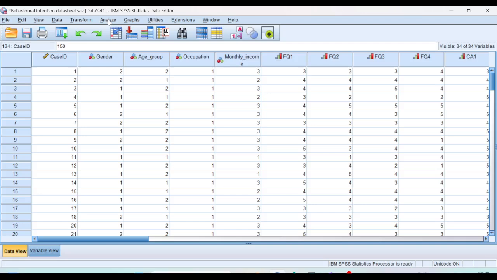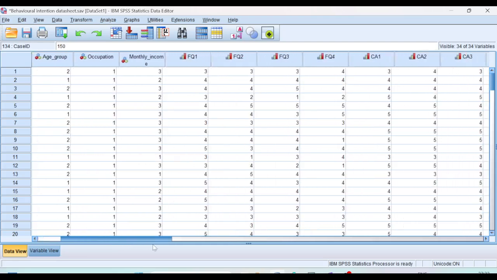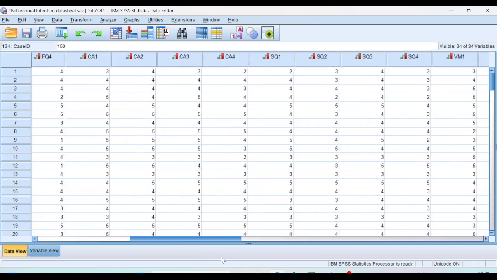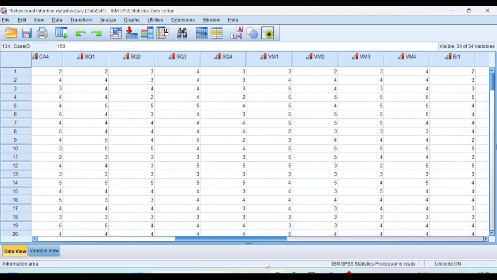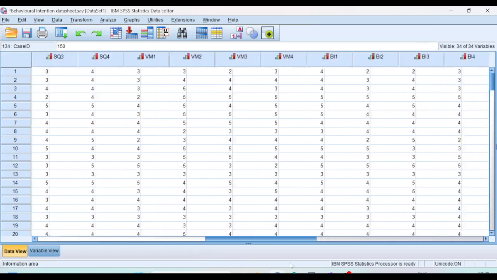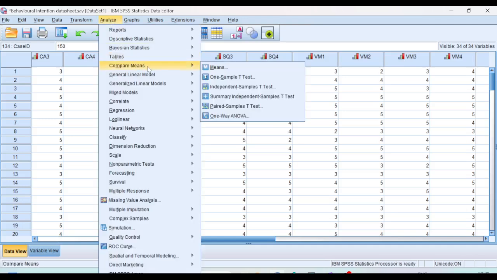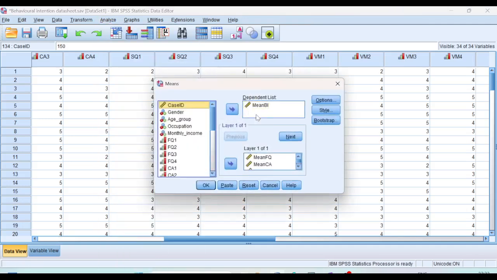We need to test it for all of our 4 latent variables, which is food quality, cultural authenticity, SQ service quality, and VM value for money. And BI is our dependent variable. How to do that? Just go to analyze, compare means, and here I have my dependent variable, behavioral intention, and these are all the 4 variables. I need to check them one by one, so no need to perform it 4 times for 4 independent variables. I put them all together over here and I'll get 4 different results for the assessment of linearity of these 4 independent variables with the dependent variable.